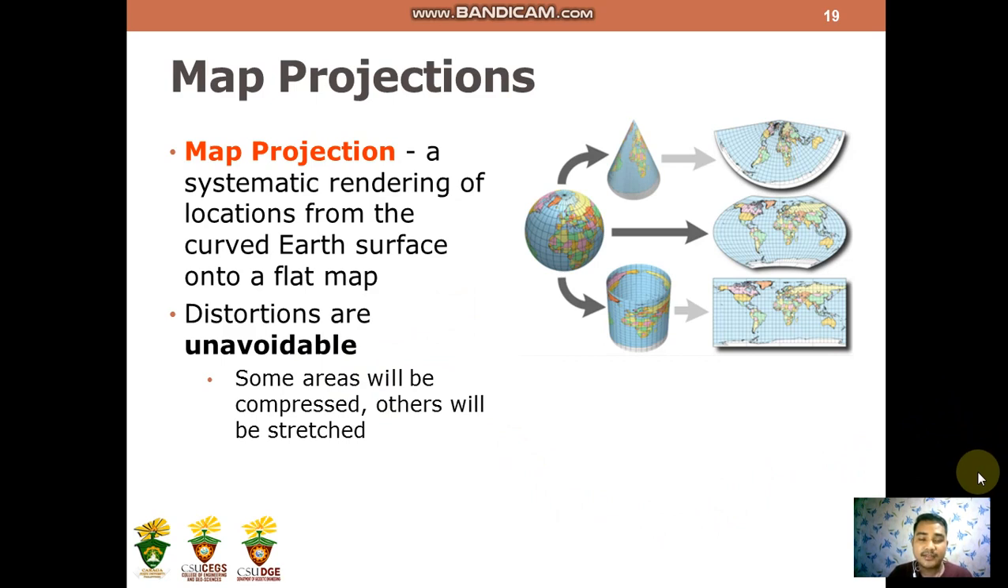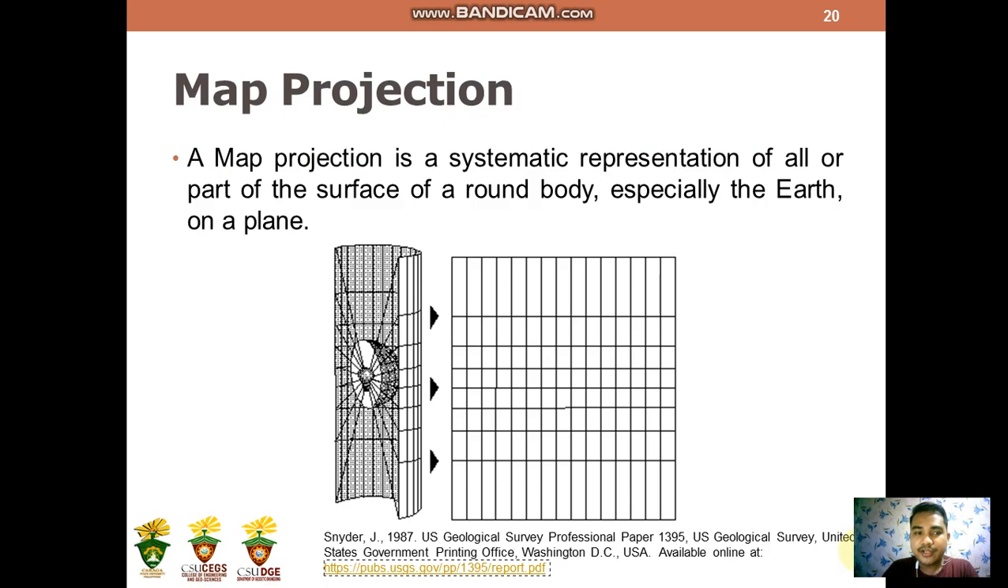Naa diay siya'y tabo nga distortion. Okay, it's because three-dimensional, himuon nimo siyang two-dimensional. So, dili lang ingon ana ka dali mag-project og mapa. So, another definition of map projection is a systematic representation of all or part of the surface of a round body, especially the earth, on a plane.